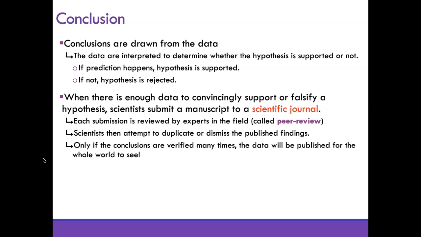And then again, like I mentioned, each submission is first reviewed by experts in the field. That's called peer review, because the scientists could then try to replicate the experiment to make sure it's verifiable and reproducible. Only if the conclusions are verified many times will the data be published for the whole world to see. And this is how we learn about the world around us: scientists have to do their own experiments in their own laboratories, and they have to publish their data from their experiments.